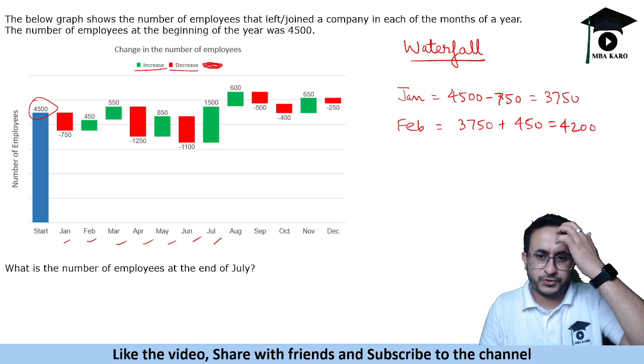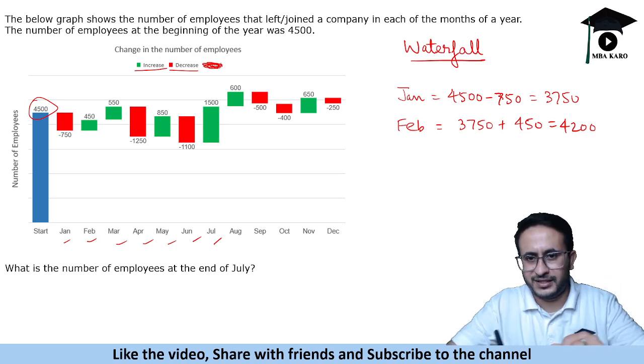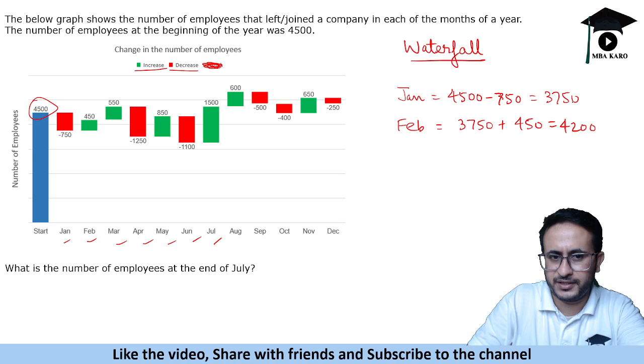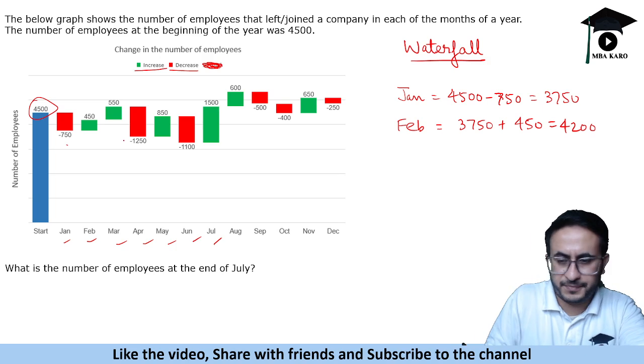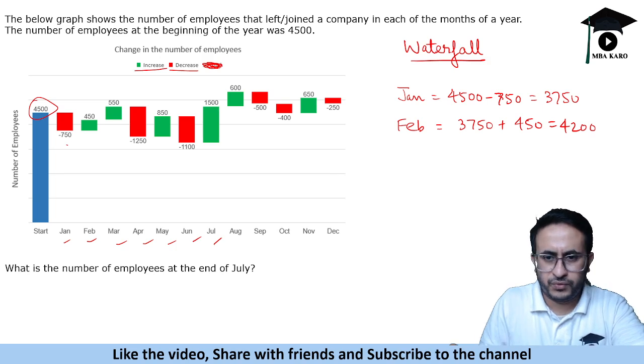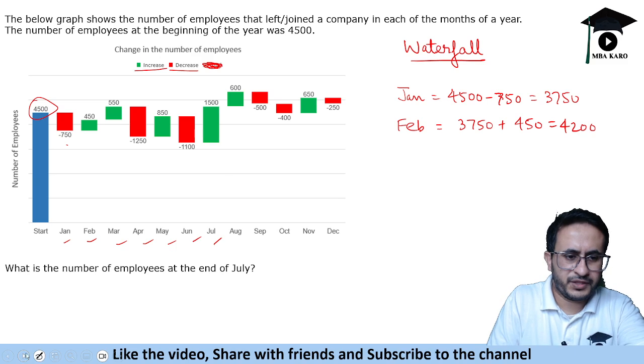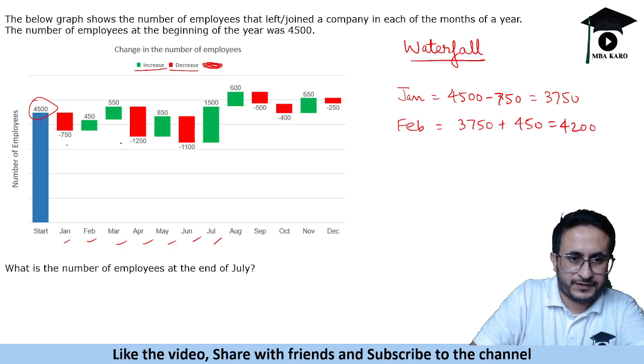Now a normal student would calculate for each month like this. ठीक है, step by step करेगा या कोई इसमें addition subtraction करेगा. So I will tell you a way to solve this using deviation. Deviation से कैसे करना है? See, we have to find at the end of July.